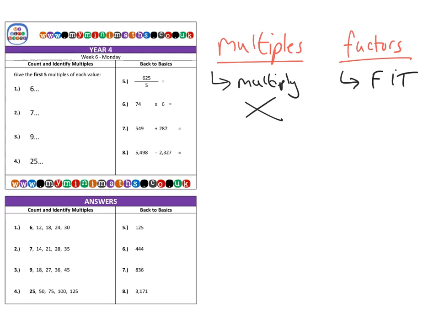But try and remember this part. The F and the F and the M and the M. So factors fit, multiples multiply.